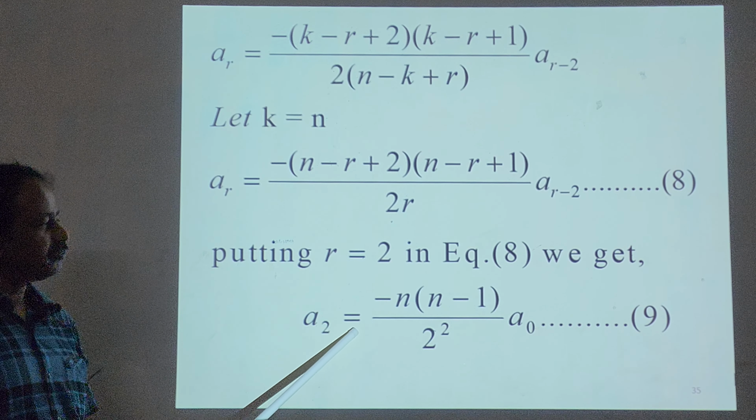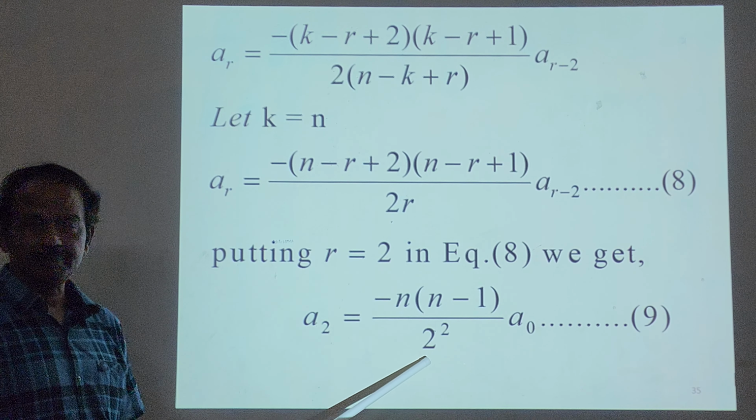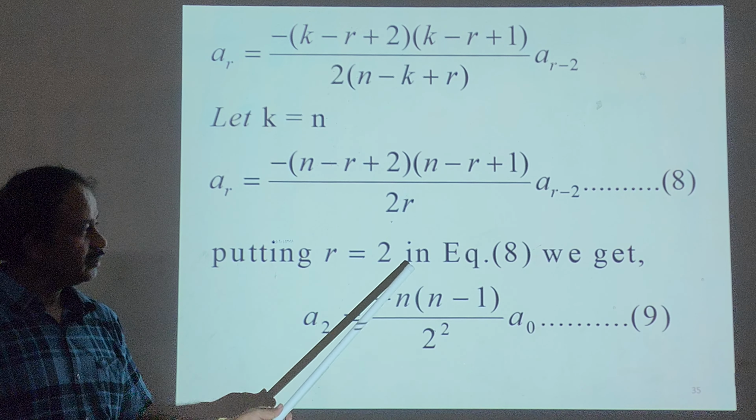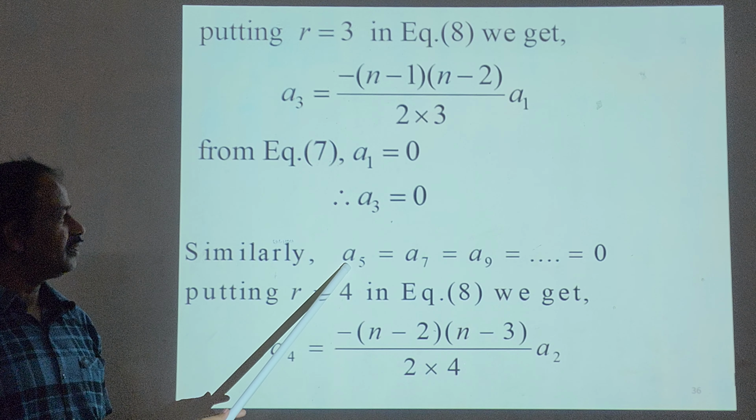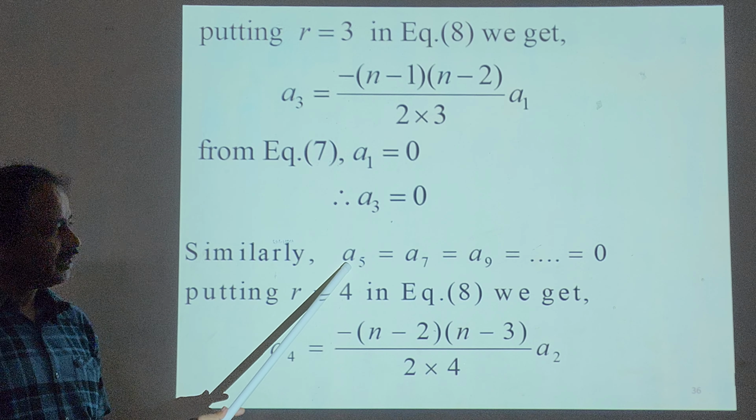So now a2 becomes minus n(n minus 1) divided by 2 square, a0. So what if r equals 3? Substitute in the same equation. We will have a3 equals minus (n minus 1)(n minus 2) divided by 2 multiplied by 3, a1. But a1 equals 0 already. So a3 must be equal to 0. So we can conclude that a1, a3, a5, a7, a9 all will become 0. All odd numbers will become 0.